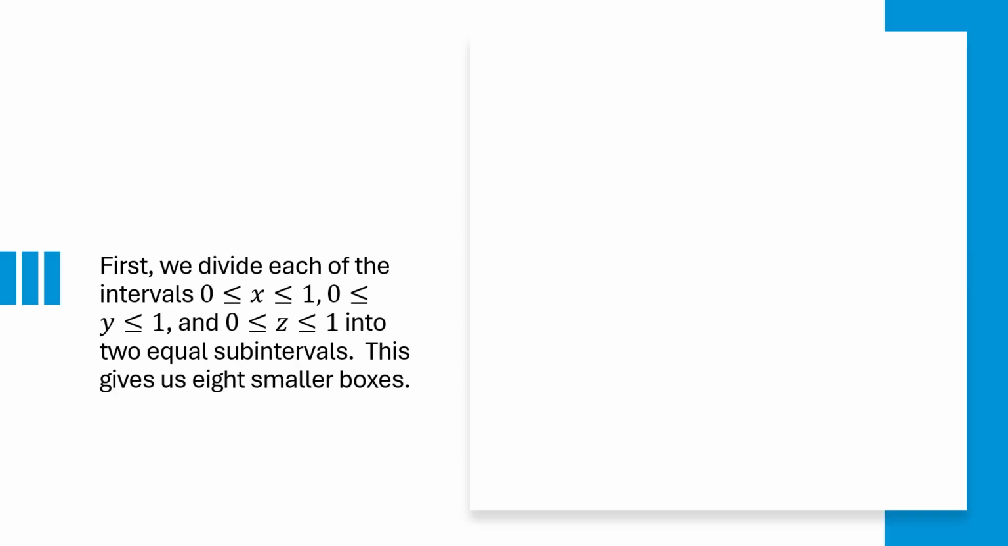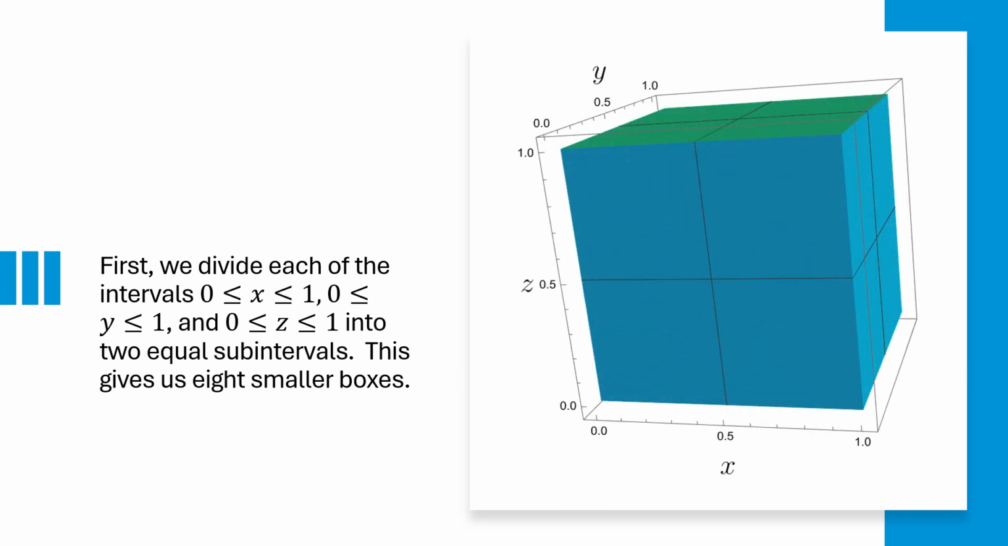Okay, so let's suppose we have our box here like this, and we're going to break it up. We're going to take each of the intervals from 0 to 1 in the x, y, and z coordinates, and break them into two subintervals. This will give us 8 boxes: 4 boxes in the front and 4 boxes in the back. You can also think of that as each interval is broken up into 2 pieces, and there are 3 intervals, so 2 times 2 times 2, which gives us the 8.